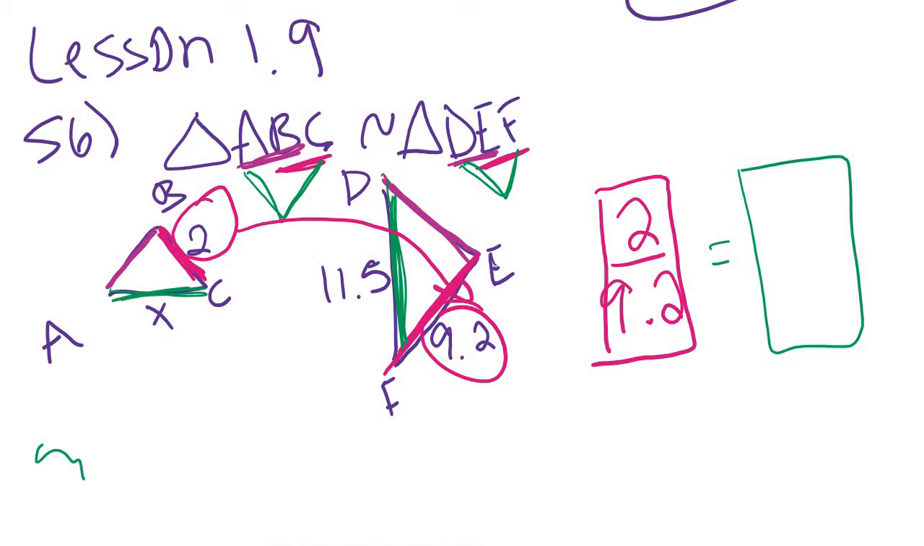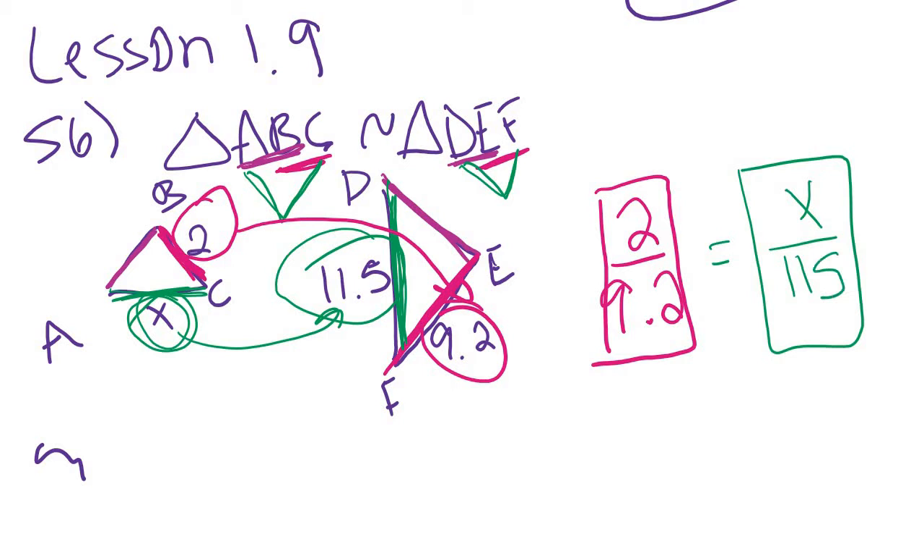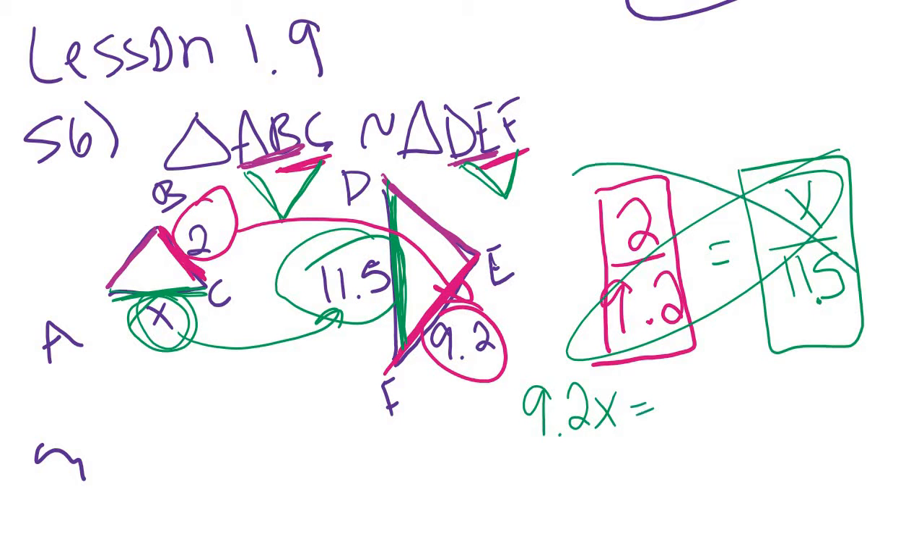Now I'm going to do my green measurements, and I'm going to go again from the little guy to the big guy. The little guy, x, to the big guy. So x over 11.5. Now we have a proportion. We can cross multiply. So we're going to have 9.2x is equal to 11.5 times 2.